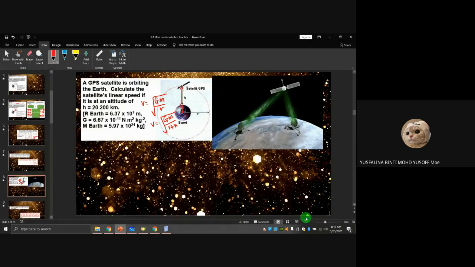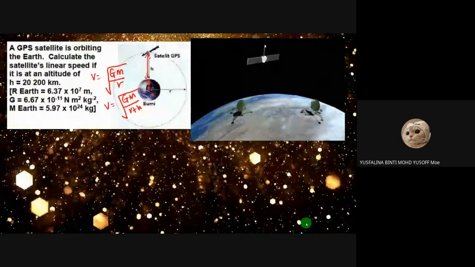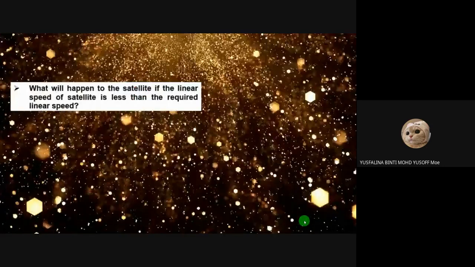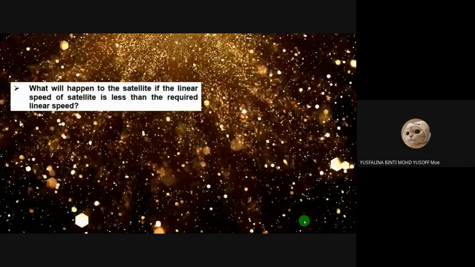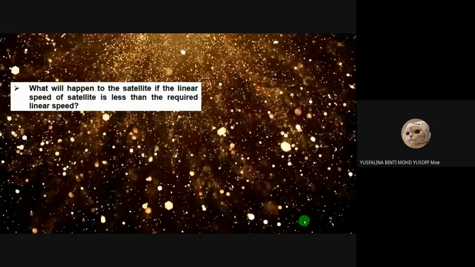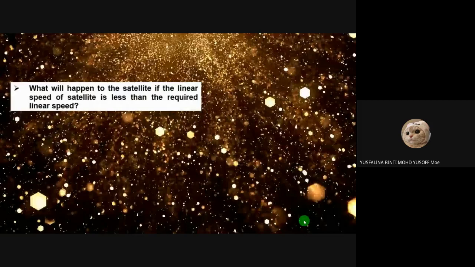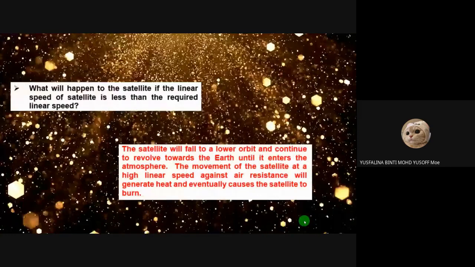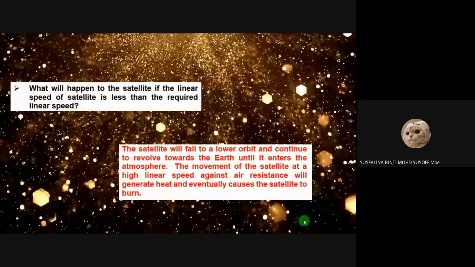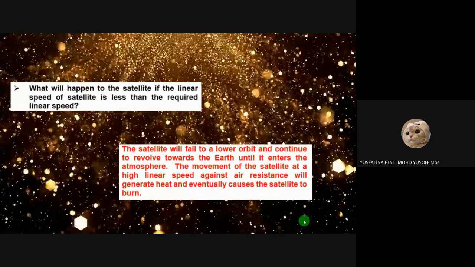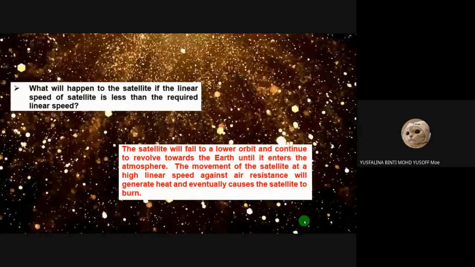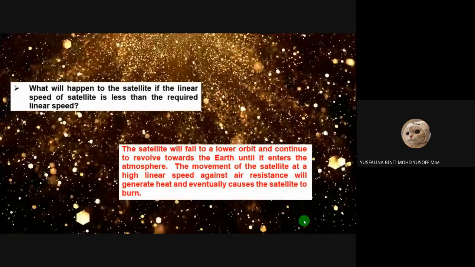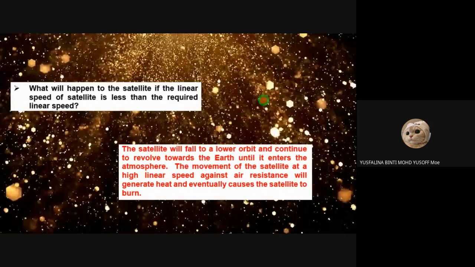Okay, so let's move on to the next one. What will happen to the satellite if the linear speed of the satellite is less than the required linear speed? If the linear speed is less than required, it will fall to a lower orbit. It continues to revolve towards the Earth until it enters the atmosphere. The movement of the satellite at high linear speed against air resistance will generate heat and eventually cause the satellite to burn.